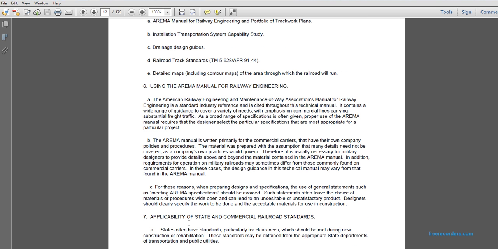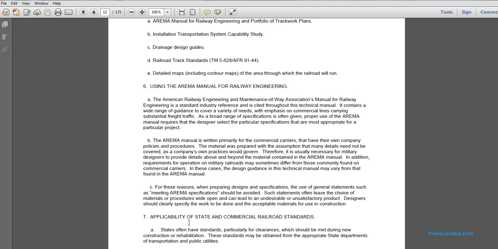6. Using the AREMA Manual for Railway Engineering. The American Railway Engineering and Maintenance-of-Way Association manual is a standard industry reference that is cited throughout. The manual contains a wide range of items to cover a variety of needs while emphasizing commercial lines carrying substantial freight traffic. It has a broad range of specifications. The AREMA manual requires the designer to select the particular specifications that are appropriate for the project. The AREMA manual is written primarily for commercial carriers that have their own company procedures. The material was prepared with the assumption that many details would not need to be covered, since a company's own practice would govern.